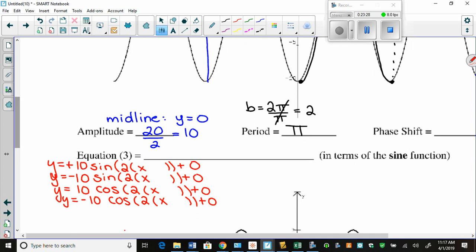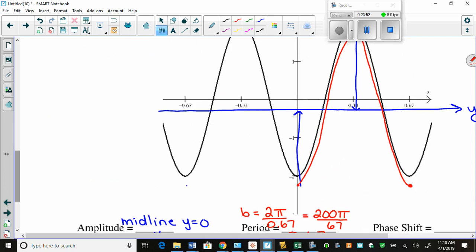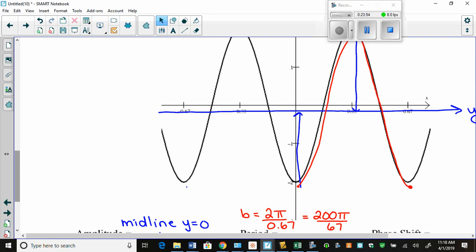So my a value comes from my amplitude, my d value comes from my midline, and my b value comes from the formula, not the period. If you put the period in for b, you will get it wrong every single time. Period and b value are not the same thing. You use the period to get the b value, you use the b value to get the period, but you can't fill them directly in for each other. Okay, this one.